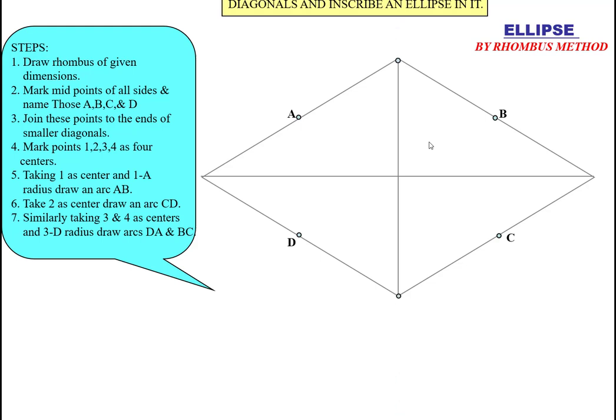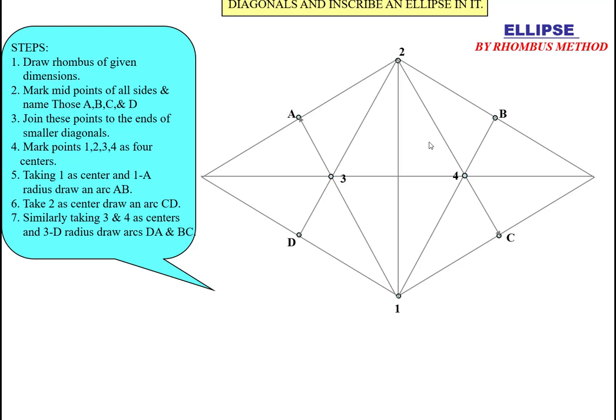Now mark two vertical line points. Join the below vertical line point with A and B, and the above vertical line point with C and D. Now mark the intersection points and name them 1, 2, 3 and 4.